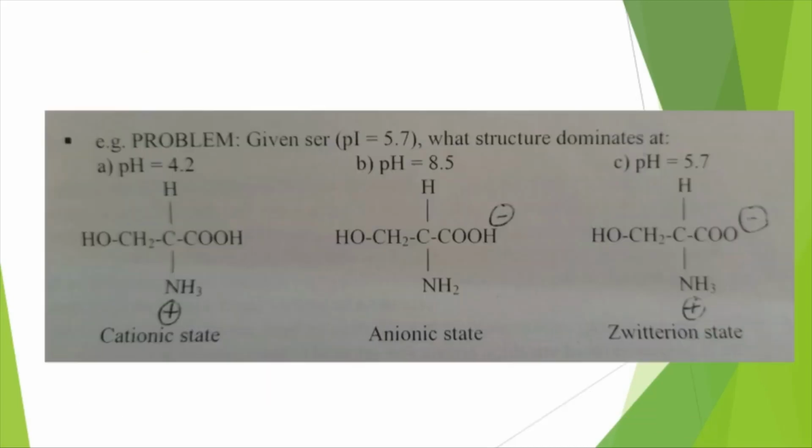So we have here a problem. Given serine, which has an isoelectric point of 5.7, what structure dominates at?